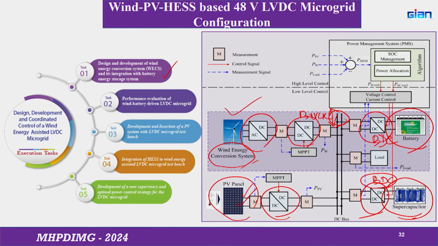So, to keep the bus voltage fixed at 48 volt, we have designed for a 48 volt system, and we are interfacing the battery energy storage system, the battery, with the BDC. These things are already implemented, and it will be explained to you tomorrow.